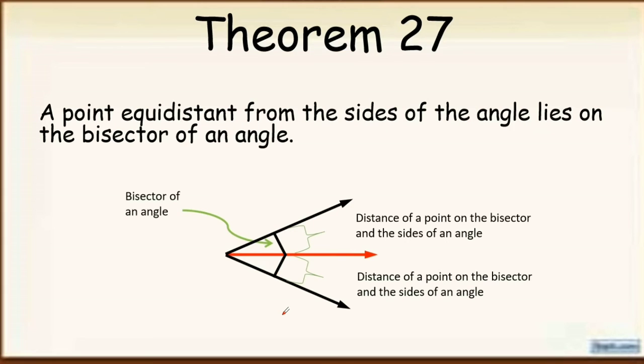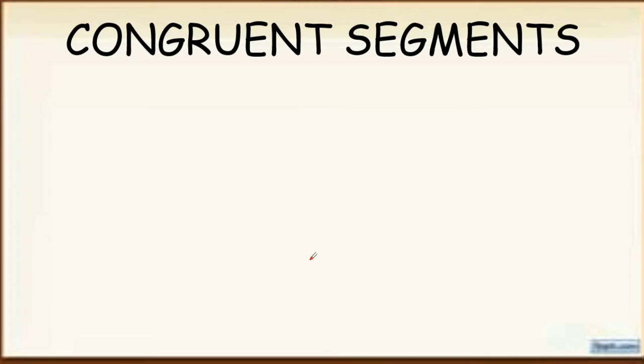Next, theorem number 27. A point equidistant from the sides of an angle lies on the bisector of the angle. So, kung si point po ay equidistant from both sides of the angle, meaning to say, that point lies on the angle bisector. So, kung si point po ay nandito at hindi na siya equidistant from both sides of the angle, meaning to say, this point does not lie on the bisector of an angle.